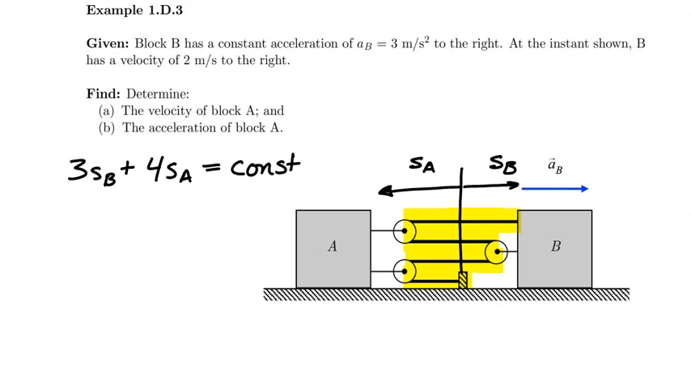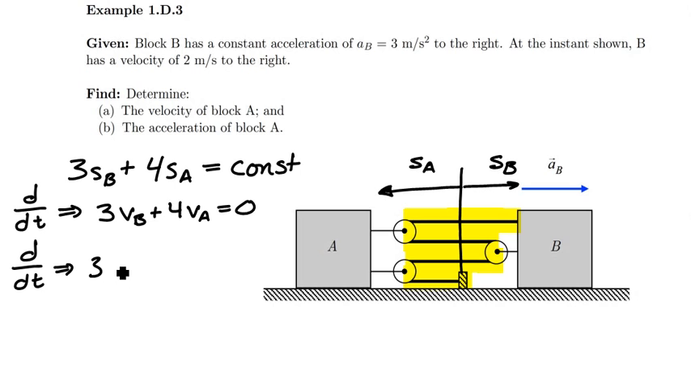Now once I have this piece of information, I can take successive time derivatives to get relationships between the speeds of blocks A and B, as well as the accelerations. So let's start by taking the first derivative with respect to time. I'll have 3 times the speed of block B plus 4 times the speed of block A, which will be VA, equal to 0. If I take a time derivative again, I'll have that 3 times the magnitude of acceleration of block B plus 4 times the magnitude of acceleration of block A will equal 0. Let's call these equation 1 and equation 2 respectively.